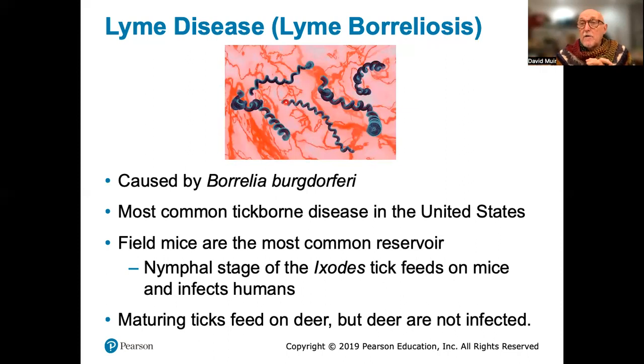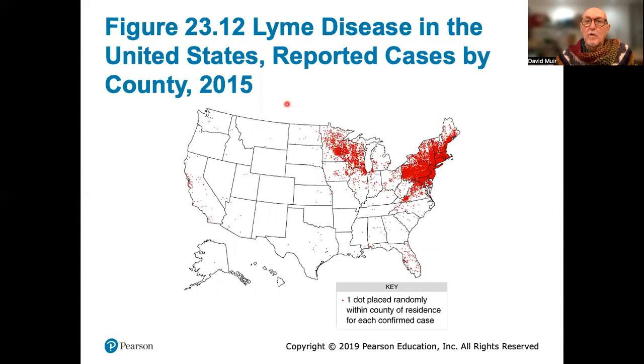Borreliosis is, in fact, the commonest of all of the tick-borne diseases in the United States. It has various reservoirs, but field mice are actually the commonest reservoir. And it's not the adult tick that transmits the disease to human beings. It's actually a nymph, that is a juvenile, not yet mature tick. There is a very complex life cycle to this organism.